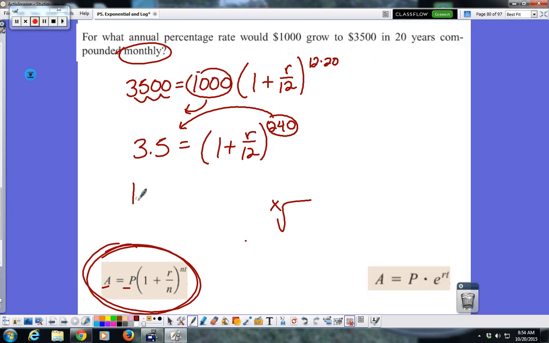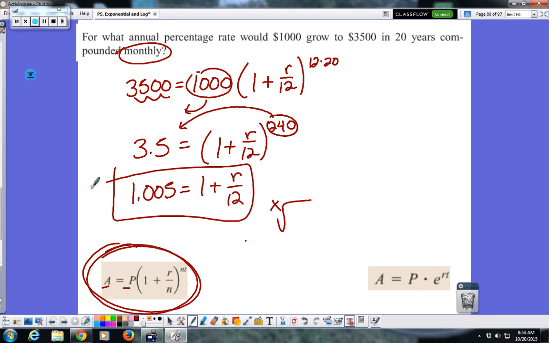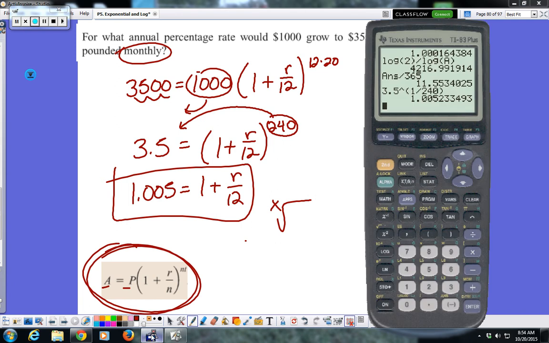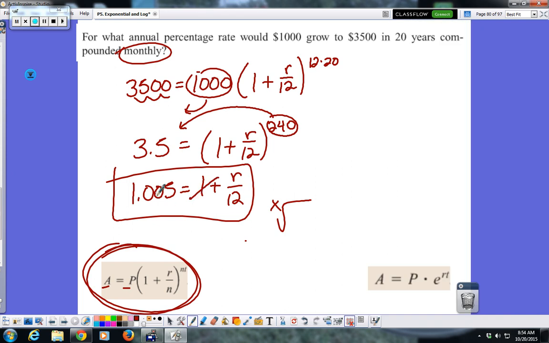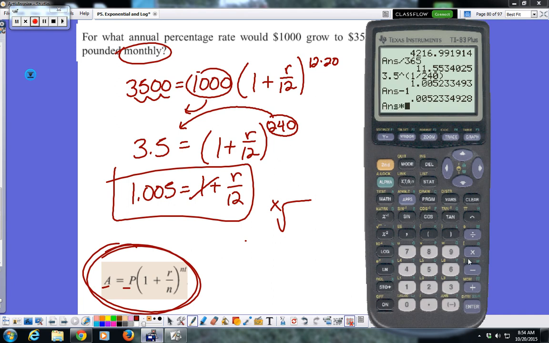You now have somewhere around 1.005 equals 1 plus R over 12. You're now simply solving that little linear equation. And we can use our calculator to do it. Next thing I would do is take this 1 and subtract it off. So I'm simply going to take this answer and do minus 1. Enter. Now I have 0.005. My last step, now that I've got rid of my 1, divided by 12, move it over by doing times 12. Times 12, enter.